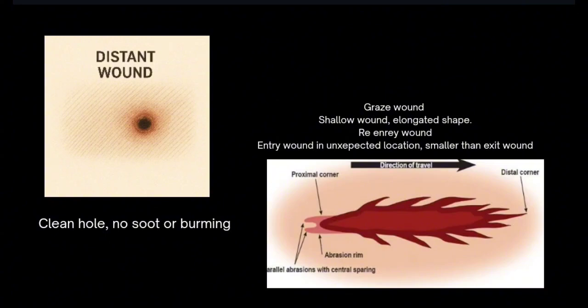And the entry wounds. A graze would happen when the bullet scrapes the skin instead of going inside. It leaves a long, shallow scratch. Re-entry wounds: a bullet exits and then enters the body again. This can confuse investigators and needs careful analysis.